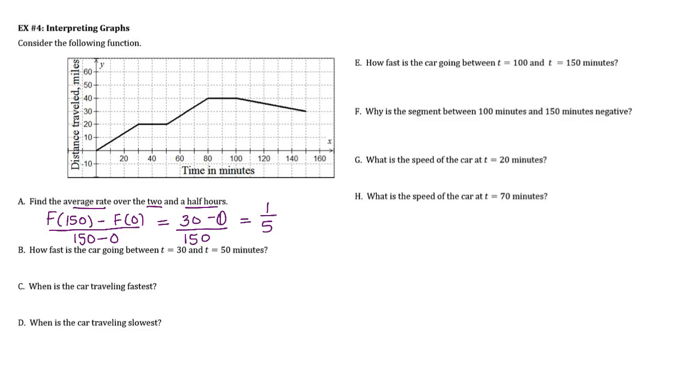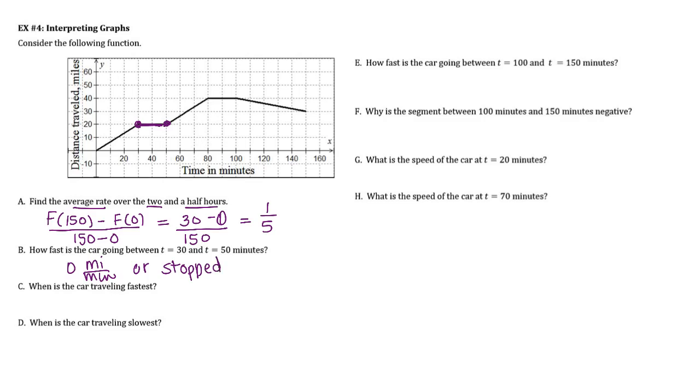Okay, part B, how fast is the car going between 30 and 50 minutes? So between 30 and 50 minutes, notice from here to here, how fast is that car going? Well, it's not going. Notice it's not changing its distance. So here it's going to be 0 miles per minute. Or you can say that the vehicle is stopped.